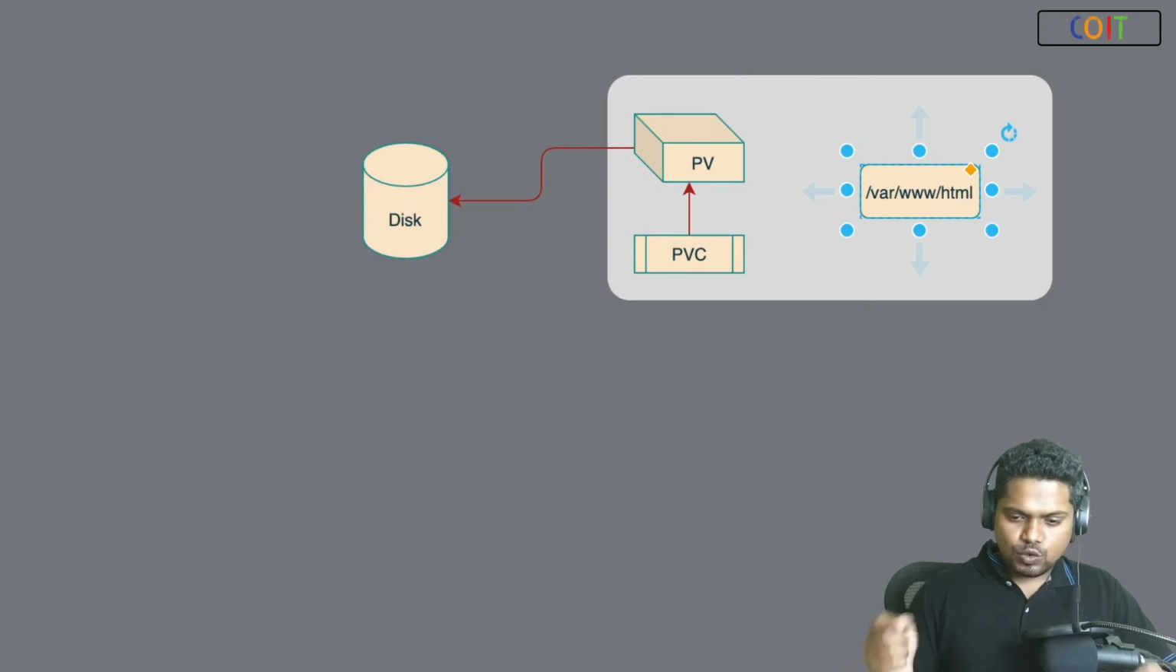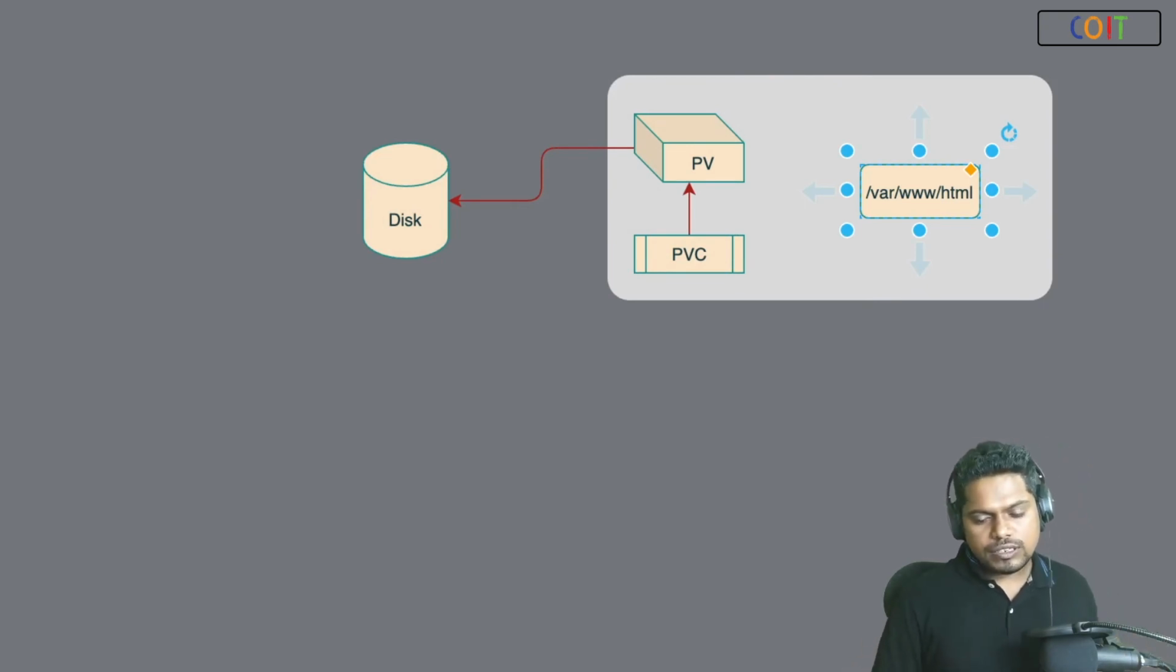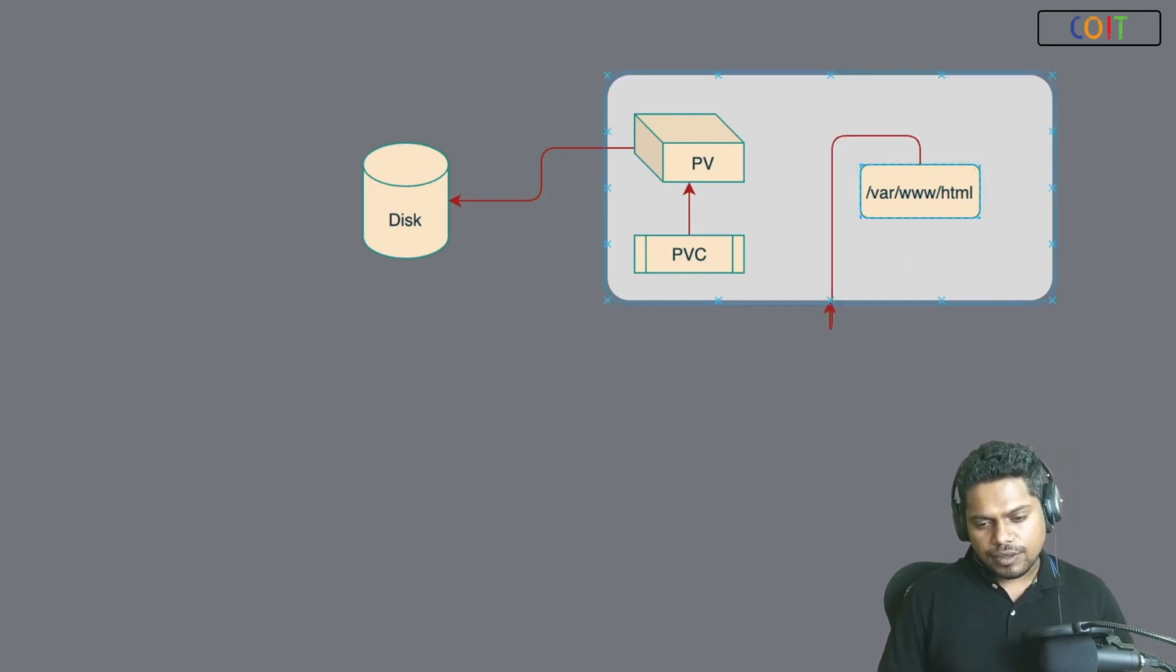So let us do that. We will start our CoIT front-end containers, and when the containers start, they will automatically claim the volume. So let's see how that will work. That's what we will discuss next.